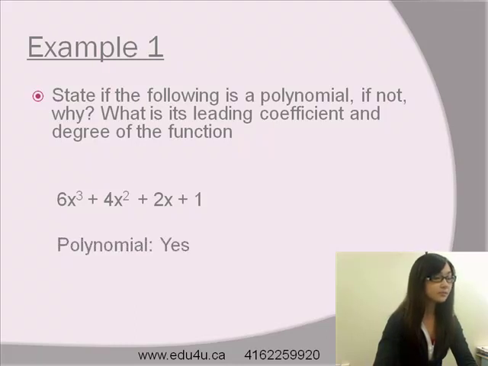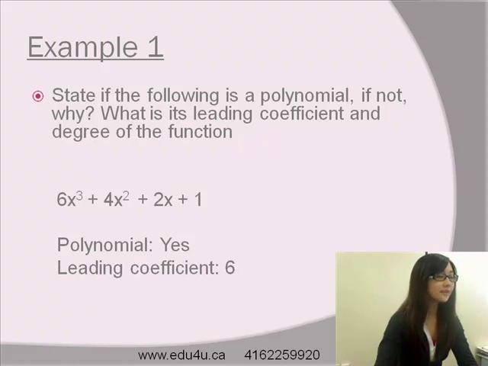It is a polynomial because the function has only one variable that goes up to a power that is an integer as well as non-negative. The leading coefficient is 6 because that is the real number in front of x of the highest degree, and the degree is 3.